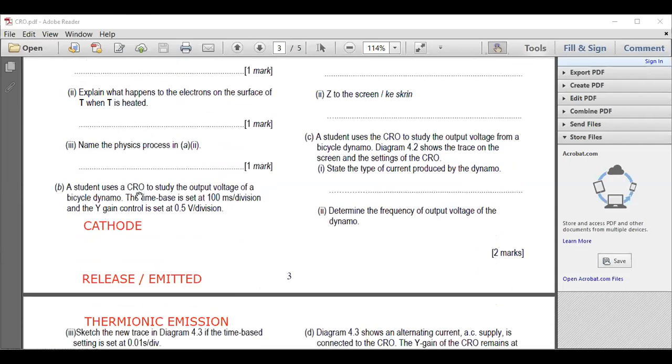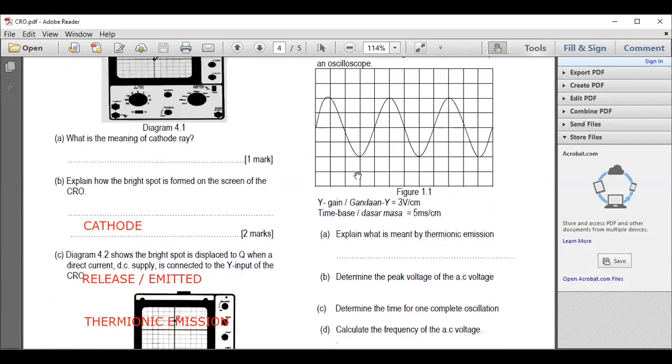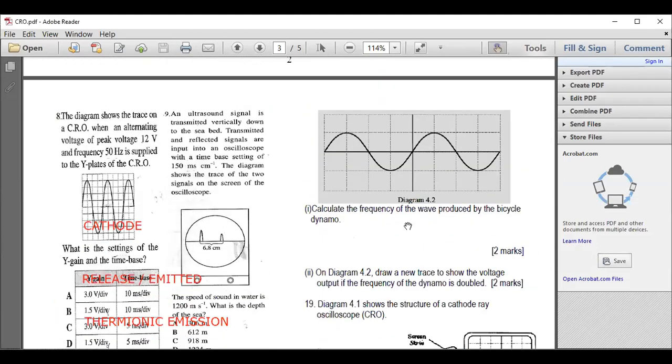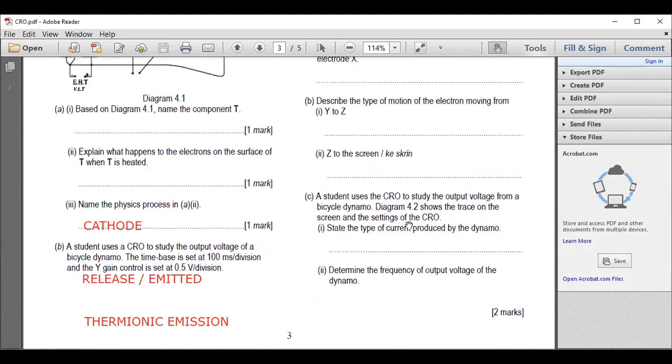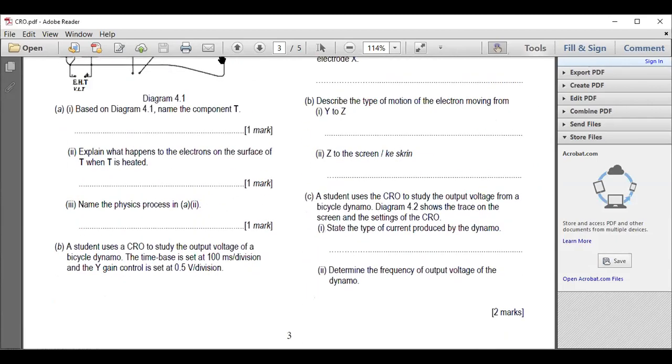Now, a student uses a CRO to study the output voltage of a bicycle dynamo. The time-base setting is 100 millisecond per division, and the Y gain is 0.5 volt per division. Calculate the frequency of the wave produced. For this one you have to look at your time base. They put the time base as 100 millisecond per division.